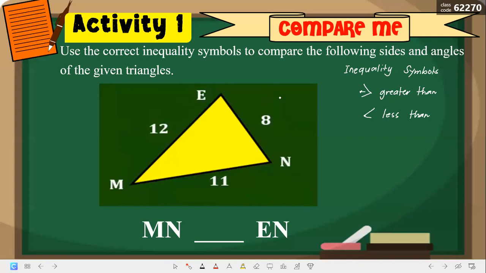Here, we're going to use the correct inequality symbol, such as greater than or less than, to compare the following sides and angles of the given triangle. First, we're going to compare MN and EN. Notice that MN is 11 while EN is 8. So which is bigger? Obviously, that is MN, which is 11. Therefore, the inequality sign should be greater than. So MN is greater than EN.